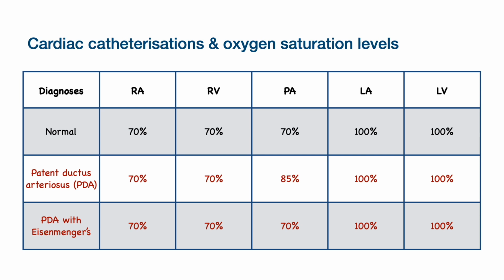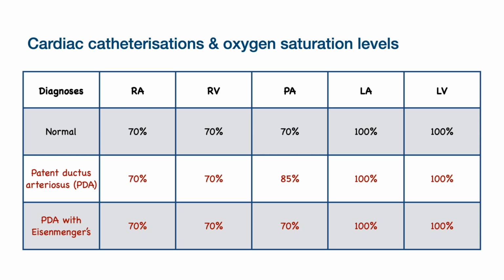Now, let's quickly go through cardiac catheterization and oxygen saturation level interpretation. We start off with the basics, where deoxygenated blood returns to the right side of the heart via the superior vena cava and inferior vena cava. It has an oxygen saturation level of around 70%. The right atrium, right ventricle, and pulmonary artery normally have oxygen saturation levels of around 70%.